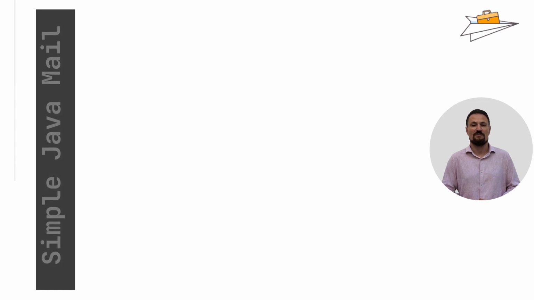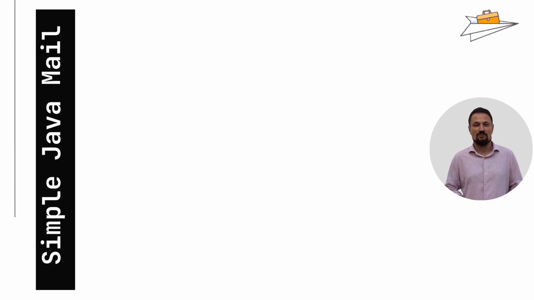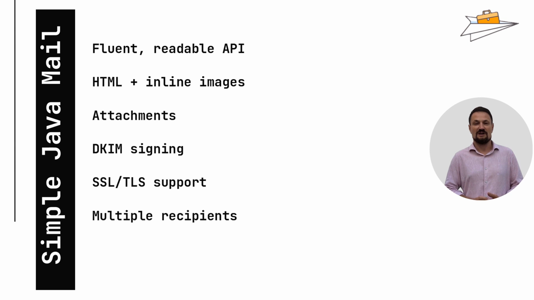And finally, library number 4. Looking for the cleanest way to send emails in Java? Let's talk Simple Java Mail. Minimalistic setup, clear code, perfect for smaller projects. Why Simple Java Mail? Here's what it gives you: fluent, readable API, HTML plus inline images, attachments, DKIM signing, SSL/TLS support, multiple recipients.